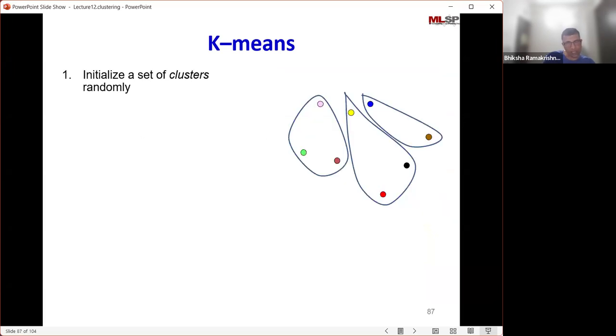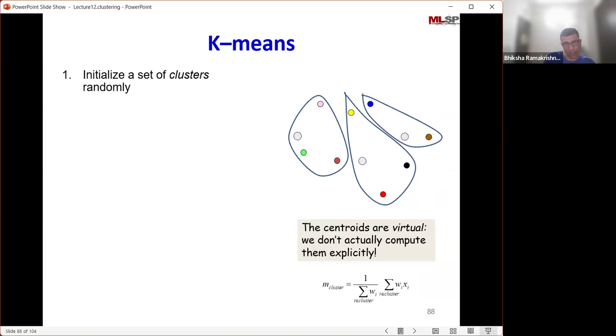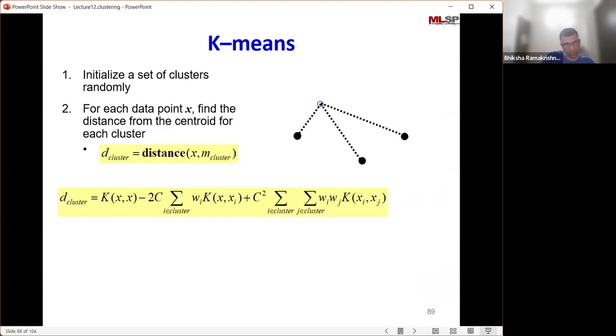And then once you do this, here's how kernel k-means will be done. You initialize the set of clusters randomly, except now you're initializing the clusters, not the centroids. The centroids are virtual. We don't actually compute them explicitly because you want the centroids in the high dimensional space, and they may not be computable.